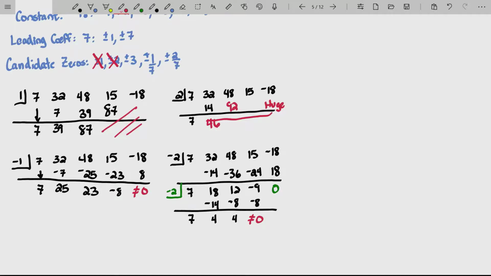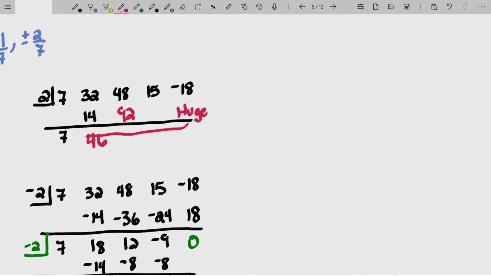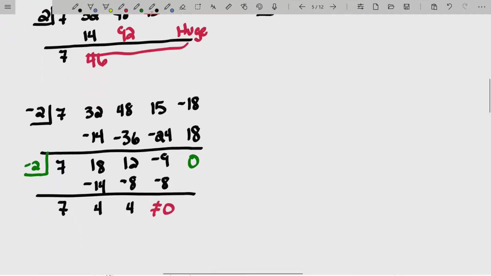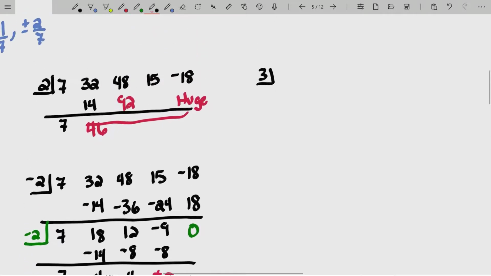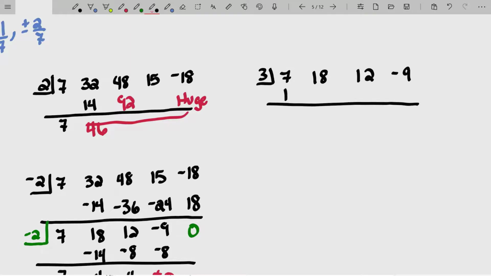And like I said, I will probably quit after plus or minus 3 and move on to my 1/7 and my 2/7. By the way, taking a note from our previous work, if I start writing down 3, how many times does 3 go into 7, 18, 12, and a negative 9. That's the polynomial we're dividing into now.